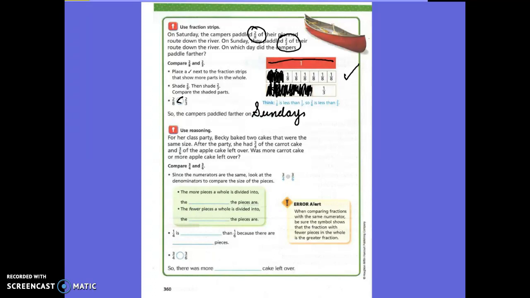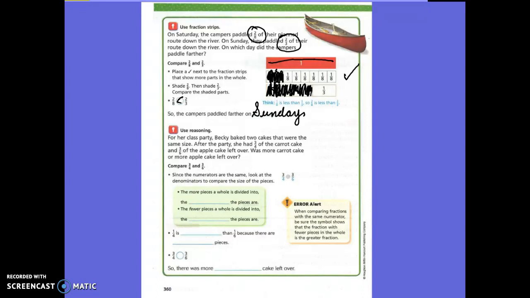problem. For her class party, Becky baked 2 cakes that were the same size. After the party, she had 3/4 of carrot cake and 3/6 of the apple cake left over. Was more carrot cake or more apple cake left over? Okay, we're going to compare 3/4 and 3/6.